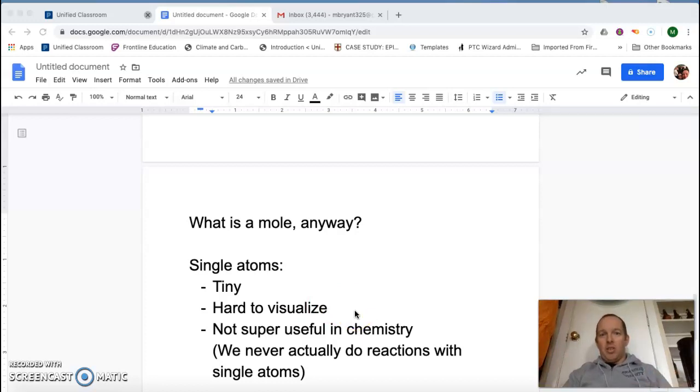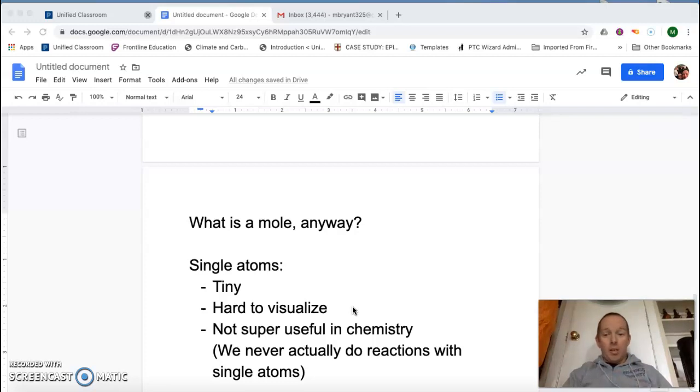We talked about the concept of an atomic mass unit, that is the mass of a single atom, but we never really actually do reactions with single atoms. We would have to be at the level of an atom to be able to actually pull that off and to do it successfully. So that is one of the big reasons why we don't really talk about single atoms when we get into talking about chemical reactions like we have recently.